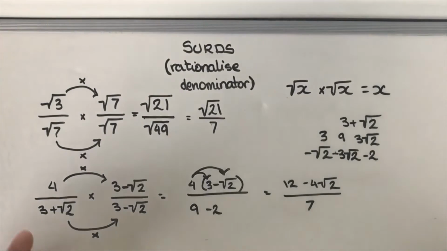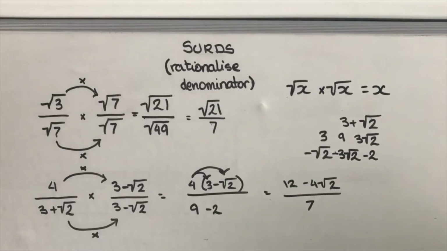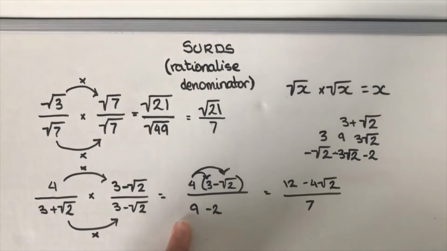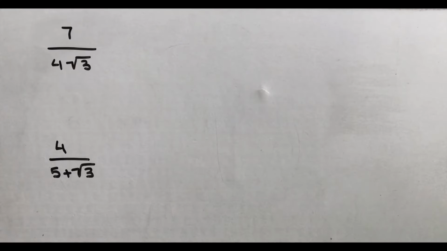So our answer from 4 over 3 plus root 2 multiplied by 3 minus root 2 over 3 minus root 2 gives us this. And when this is simplified, we are given 12 minus 4 root 2 over 7. That is our final answer. Now that you know how to rationalize the denominator, have a go at these two questions. Pause the video and come back.